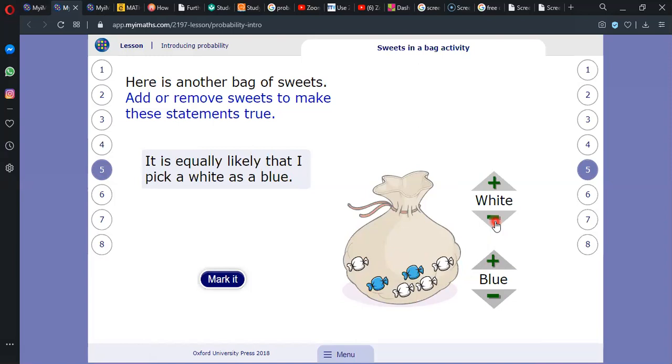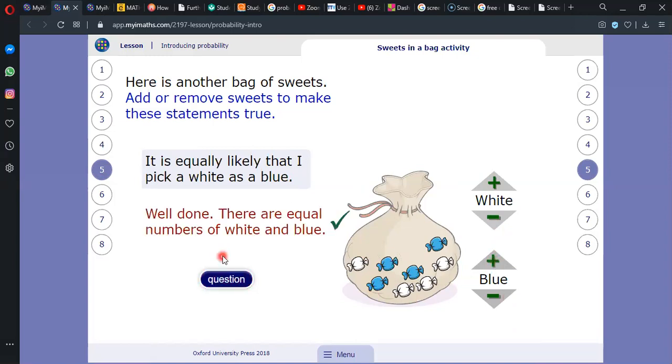So which one do you want to go for? Should we remove or should we add? I think I'm going to add 2 more to my blue sweets. So let's mark it. We are correct. There are equal numbers of white and blue.